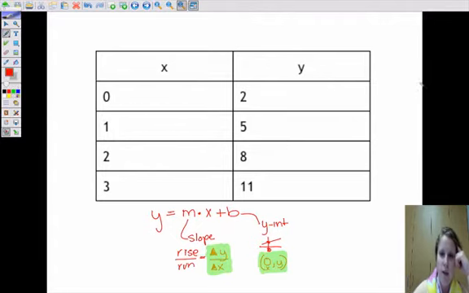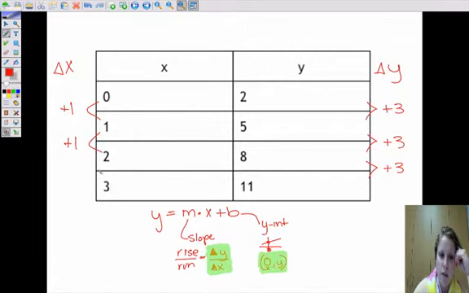over change in x. So I like to draw those change in y columns and change in x, and then see what my changes are by using these little arrows. So from 2 to 5, I add 3. My change is a positive 3 from 5 to 8, and from 8 to 11. From 0 to 1, I add 1, and same from 1 to 2, and 2 to 3. So what I'm seeing is my change in y over my change in x is going to be 3 over 1, or just 3. So that's my m.